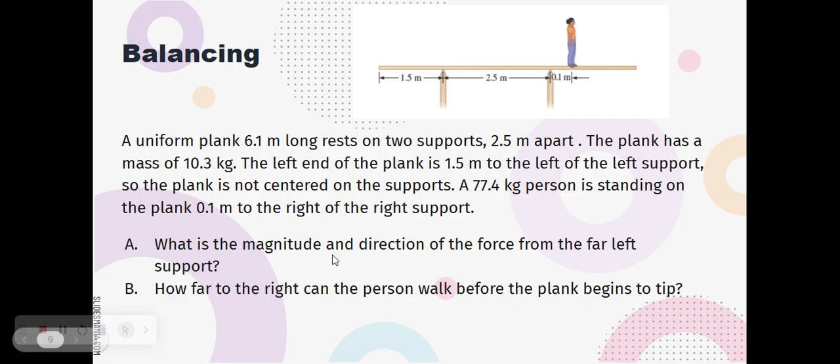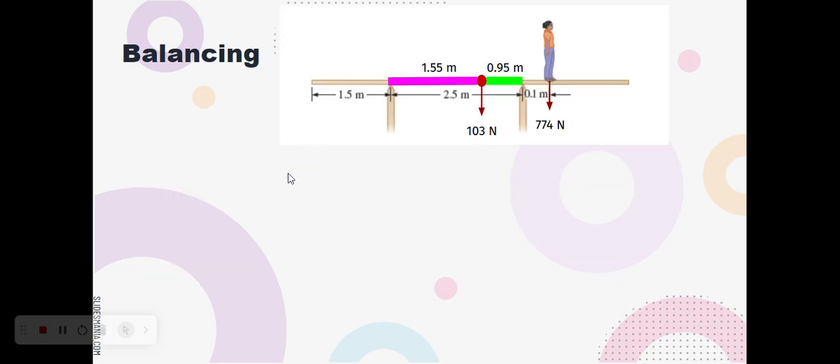Okay, the way that we're going to do this is to use torque. Why? Because I can't use forces. I have 2 unknown forces pushing up. That means I can't figure out what each of them individually is, because all I know is the total. I know that the total force up has to equal the weight of the beam and the person, but I don't know how much each of those gets. So we're going to use torque.